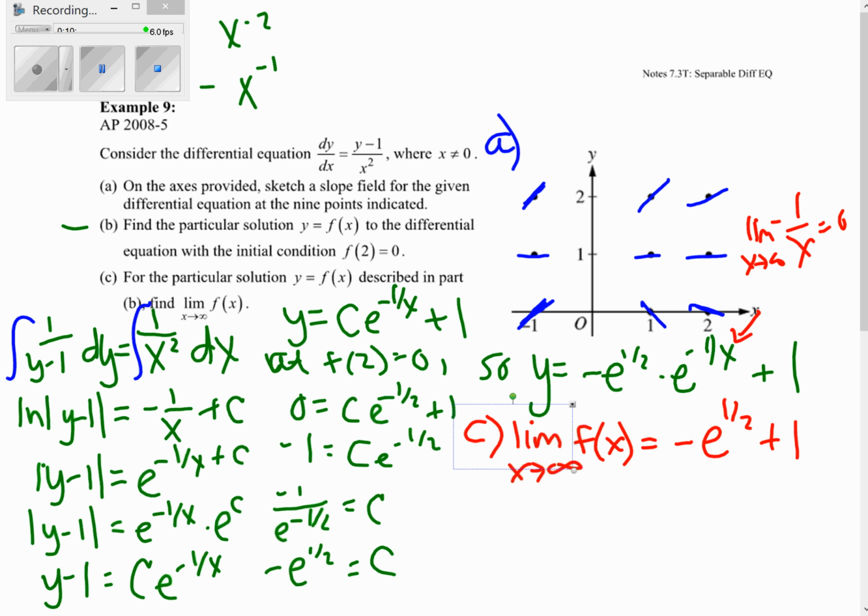So a lot of people didn't get this problem on the AP exam, but I think that you guys could, especially now that you've seen it. Okay, continue working on your worksheet. Talk to you in class.